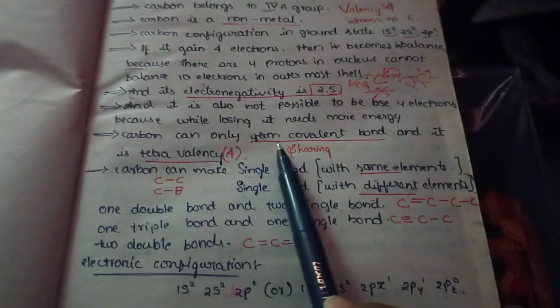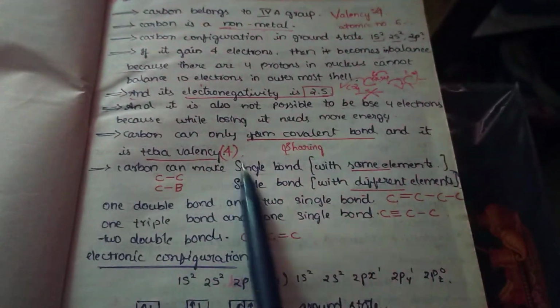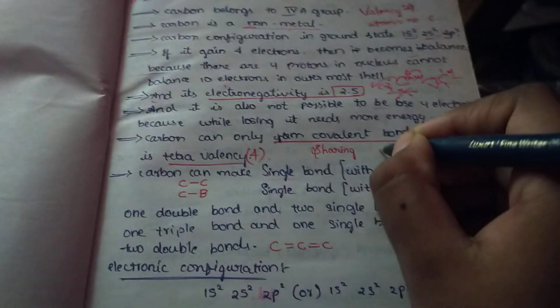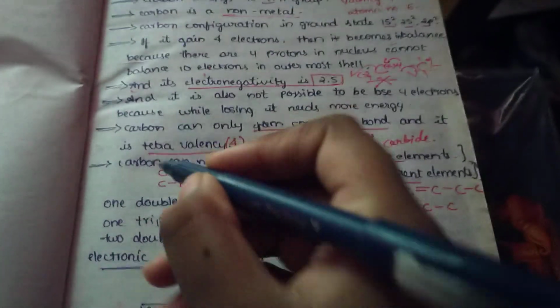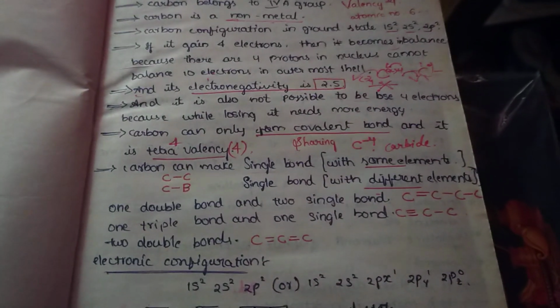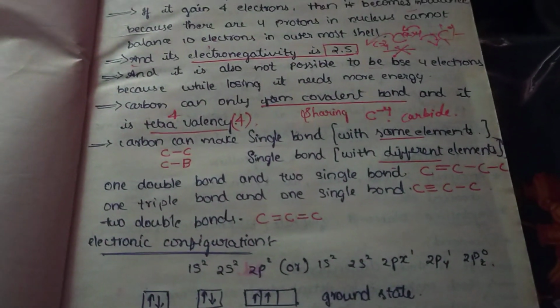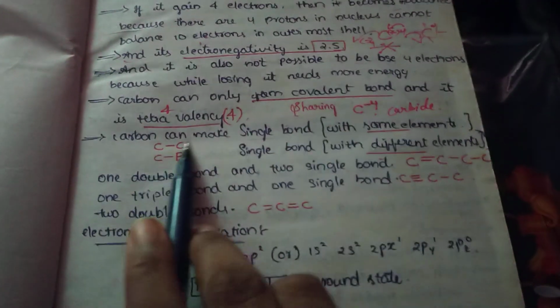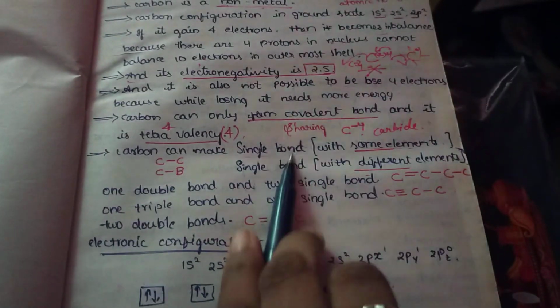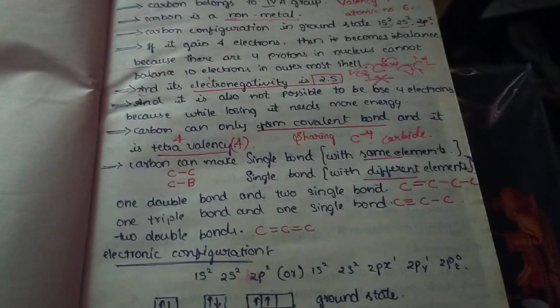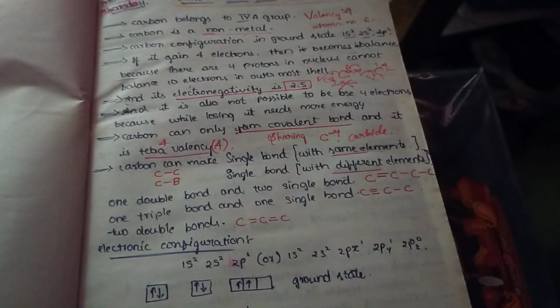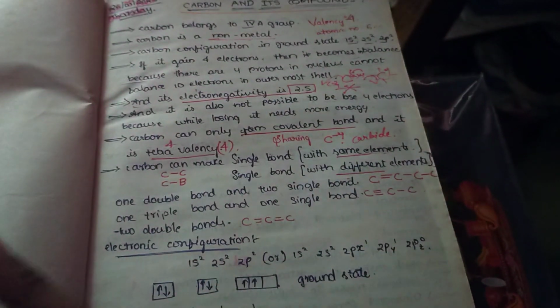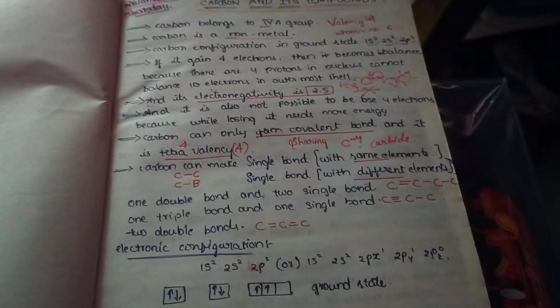Carbon can form only covalent bonds and it is tetravalent. Covalent bond means sharing. It can form C-4, which is called carbide, and it is tetravalent. Tetra means 4. Carbon can make a single bond with the same element or with different elements, and it can form a double bond or a triple bond. I think you are grasping the concept very easily.